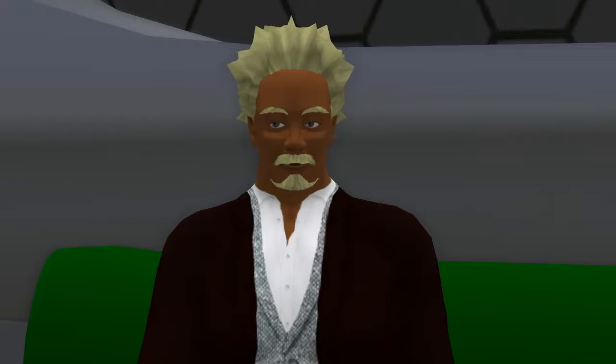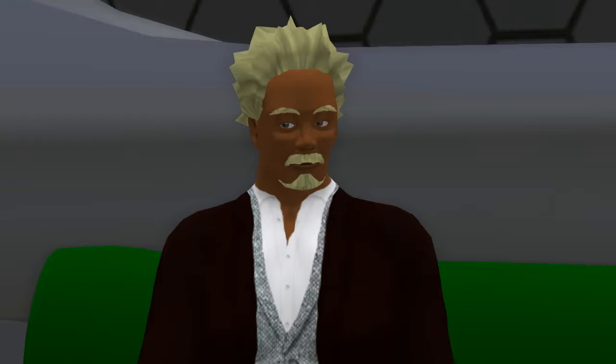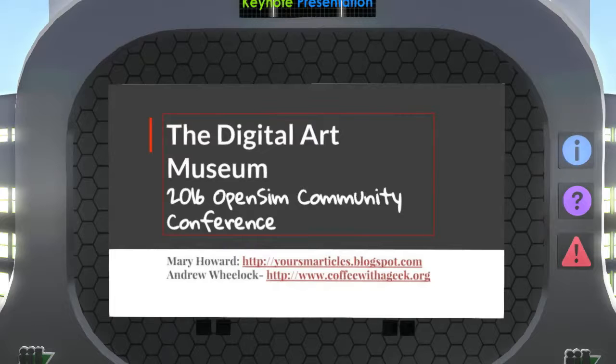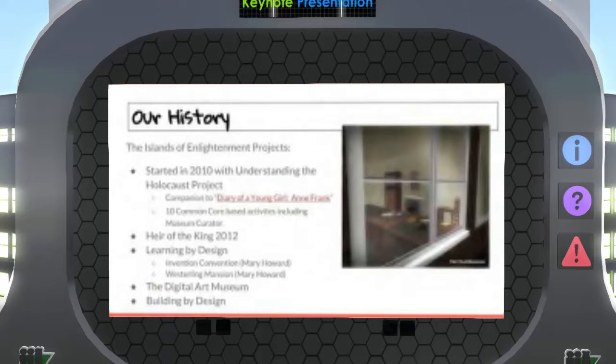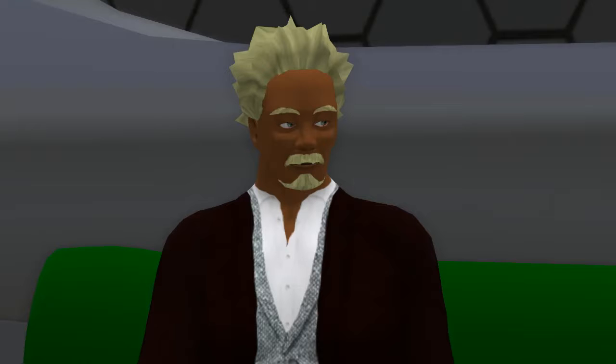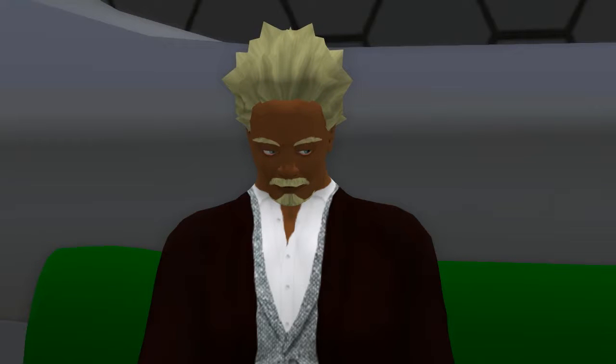I think our introduction is already pretty well underway, so I'm going to just move forward with what we've been doing. It all started probably, just to give you a little bit of our history of this whole project. We call these the Islands of Enlightenment projects, and it started in about 2010. The first project we started with our OpenSim adventures was the Understanding the Holocaust project. That was really meant to be a companion piece to the Diary of Anne Frank. So the students read the book, and then they are taken in world to a digital recreation of the streets of Amsterdam, and they can see a digital representation of the secret annex.